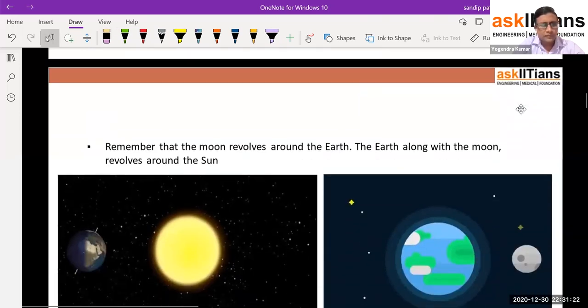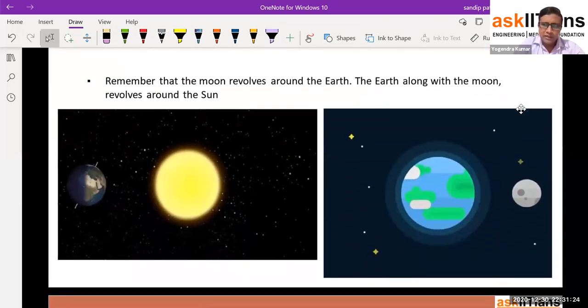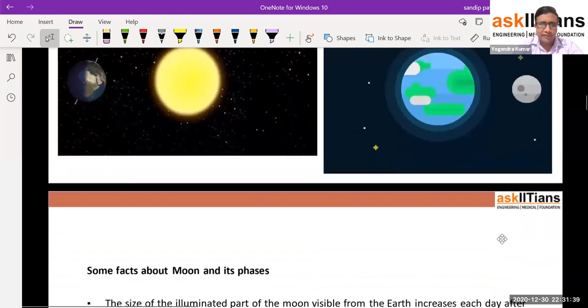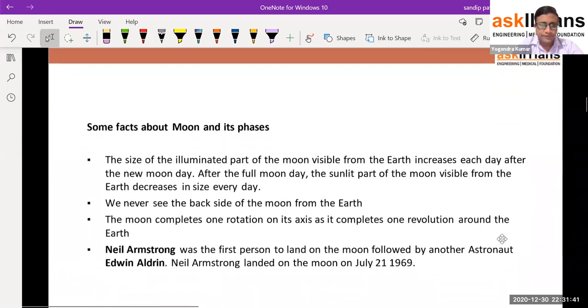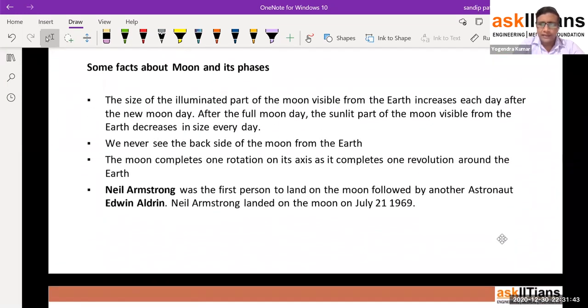Again here you can see the Earth is rotating around the sun and the moon is rotating around the Earth, and therefore we can see the moon because of the reflection of light of the sun from the moon. So these are the different pictures you can see here. Then some basic facts on which they could ask you questions in the exams. So let's see what the basic facts are here.